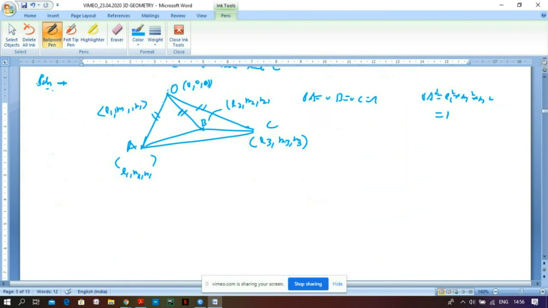The angle between OA and OB is the same as between OB and OC, and the same between OA and OC, which we cannot show. It's 3D, so it's something like this. Now, this like OA, OC, so this kind of angle. So all angles are equal.